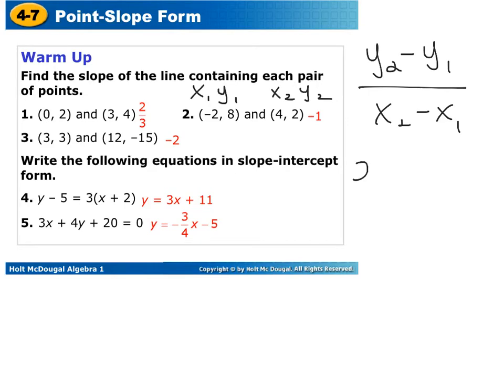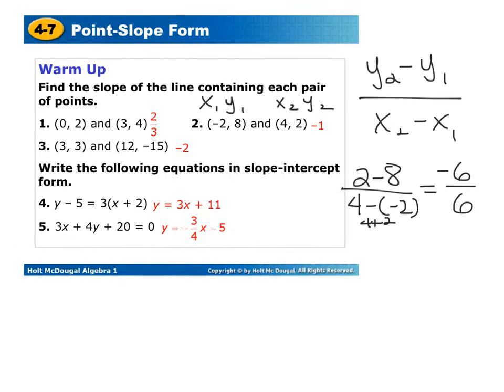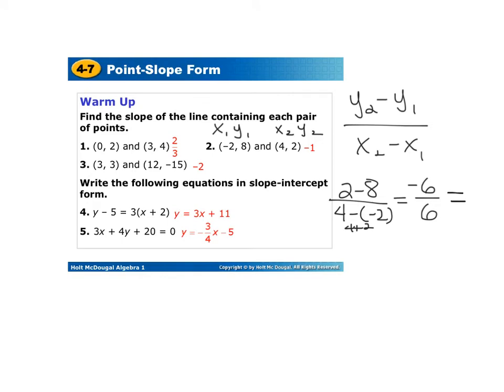So 2 minus 8 over 4 minus negative 2. Notice it's a negative negative. This is going to turn into negative 6 over 4 plus 2, over positive 6, which simplifies to a slope of negative 1. This is a review.